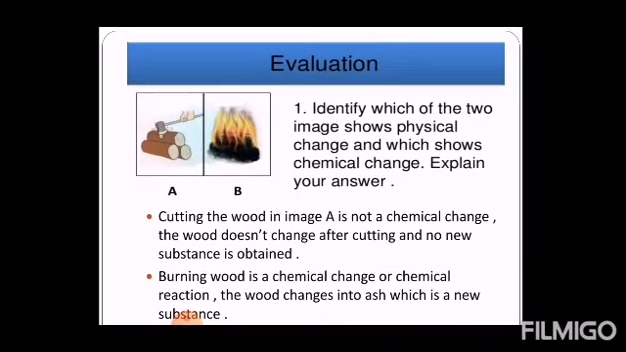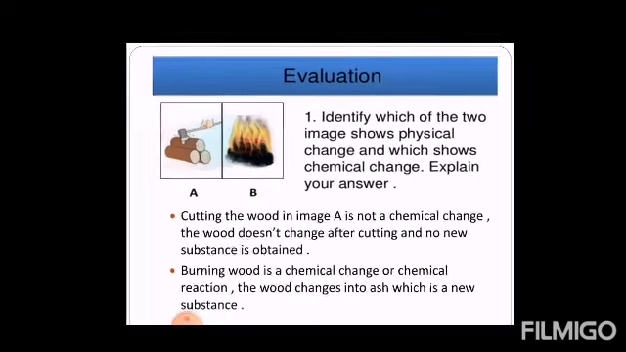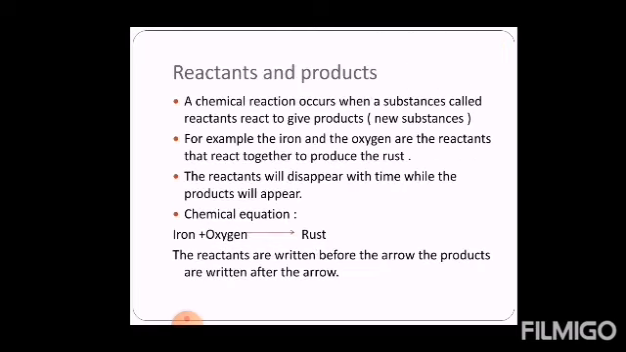So cutting the wood in image A is not a chemical change because the wood doesn't change after cutting. Burning wood is a chemical change or chemical reaction because the wood changes into ash after burning, which is a new substance. So the condition to have a chemical reaction is to obtain new products. In a chemical reaction, substances that react together are called reactants. The substances that appear are called products.